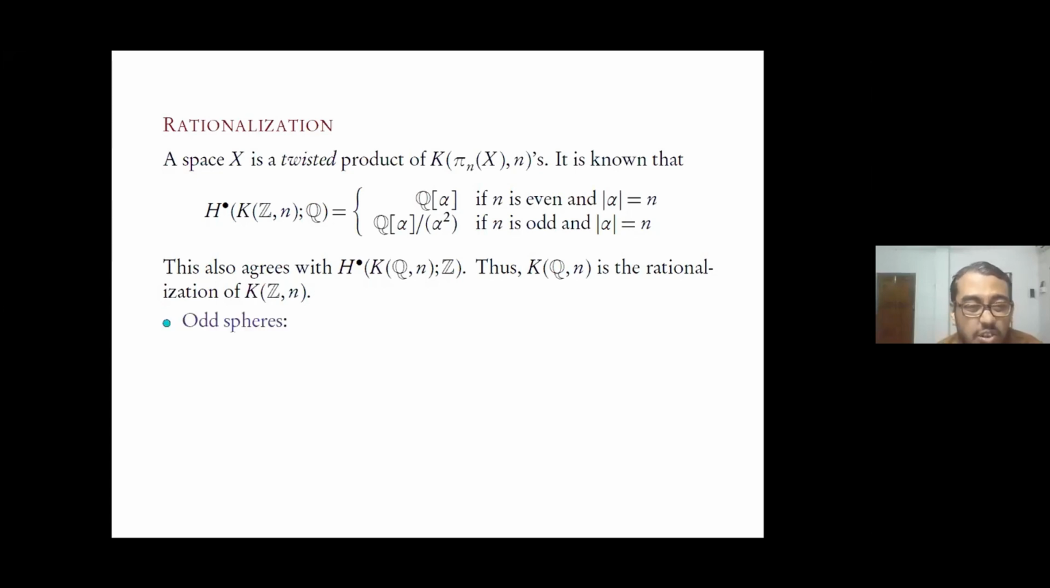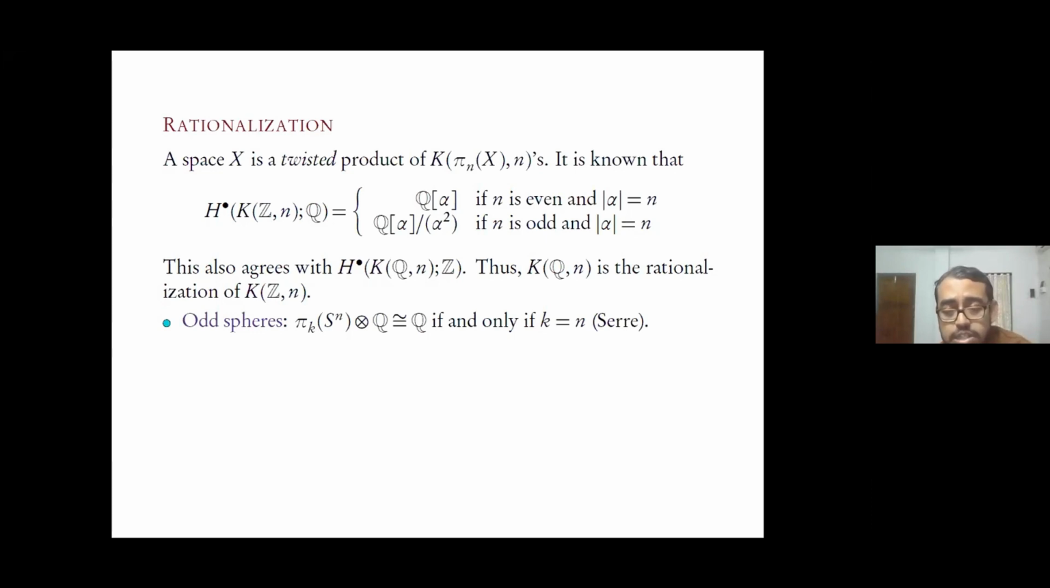So let me talk about odd spheres. I'll talk about spheres in general throughout this talk, also at the very end, because these are the first examples one usually discusses. So if you look at the rational homotopy groups of a sphere, what are they?